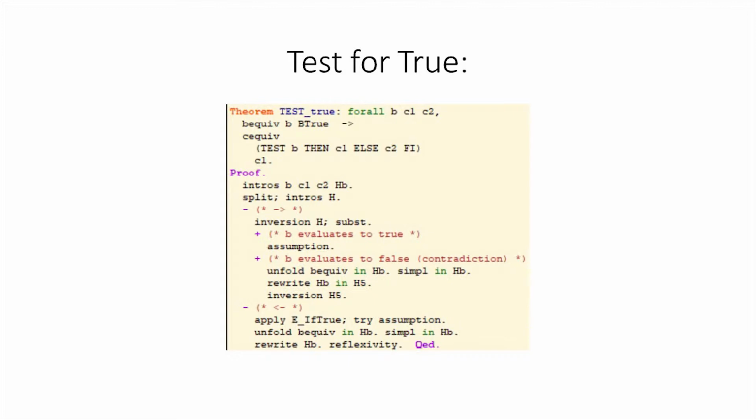So we can see in the proof provided in the Coq code that by applying E if true, we use that assumption, and then we unfold to the BE equivalence, and then we rewrite the HB with the reflexivity rule, thus yielding a proof for the fact that B equivalence B is equal to B true, thus that B is equal to Boolean true.